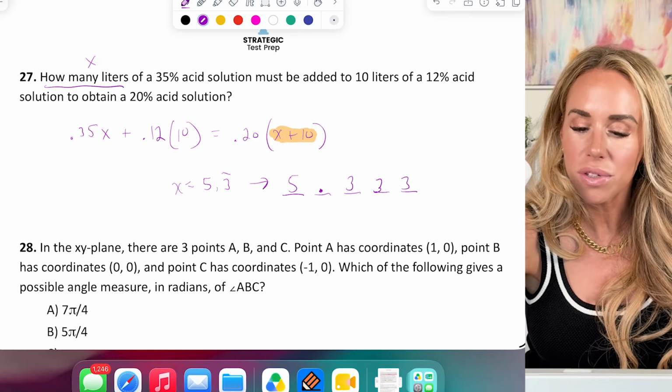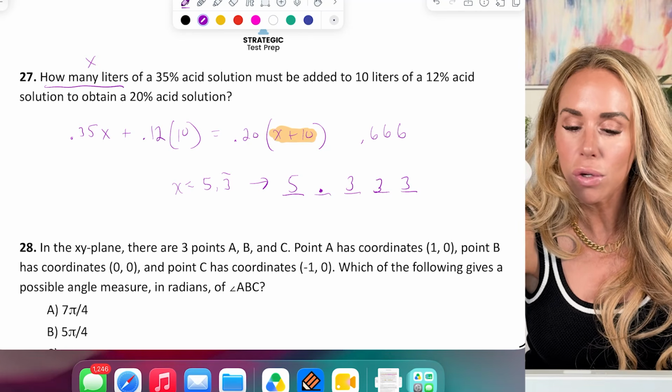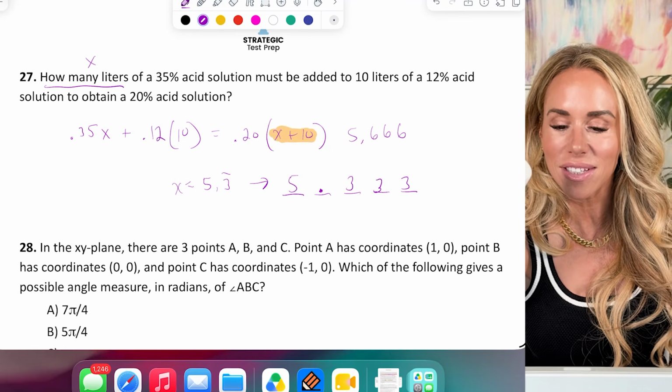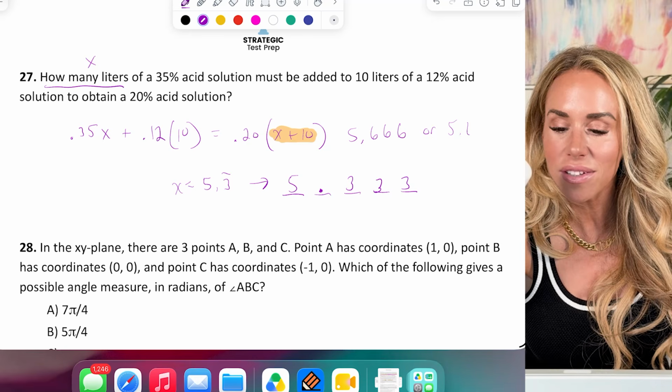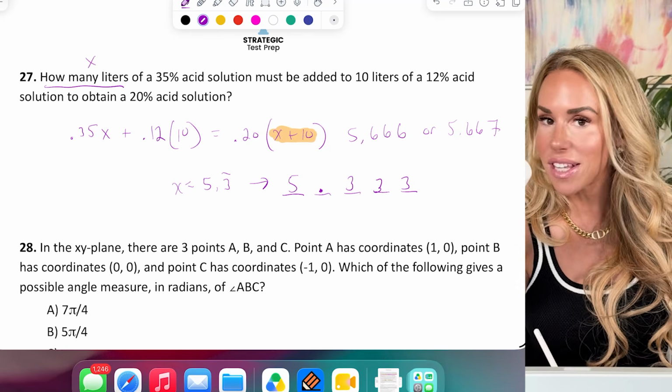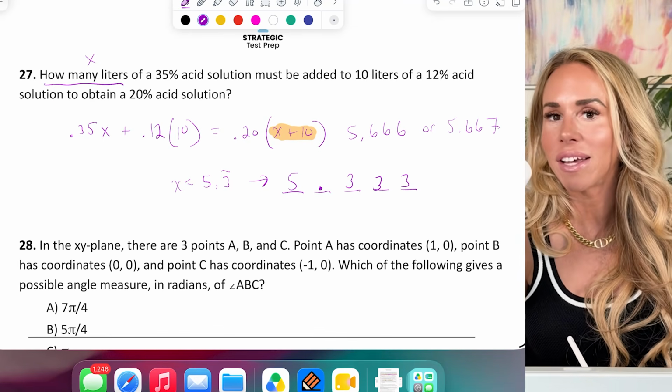Now let's pretend it was a 0.666. You could fill in 5.666, or you could round the last digit and put 5.667. They will take it either way, just a heads up.